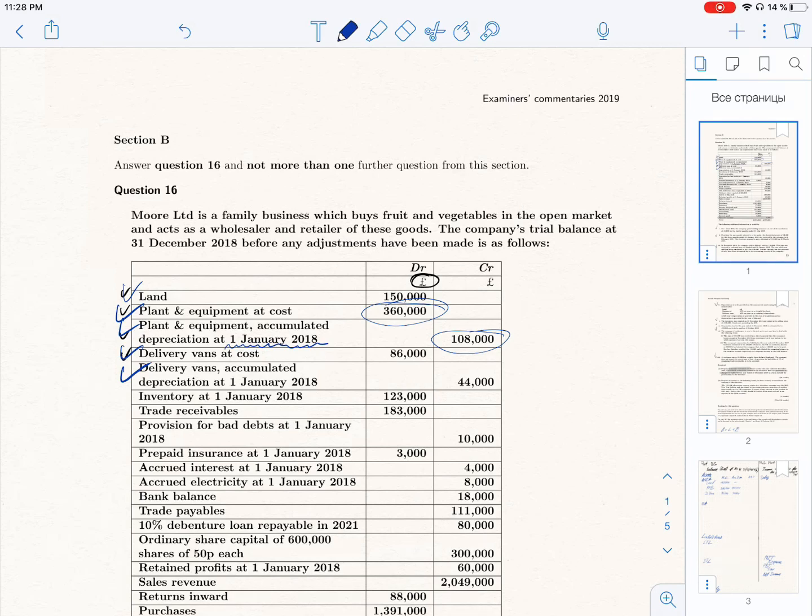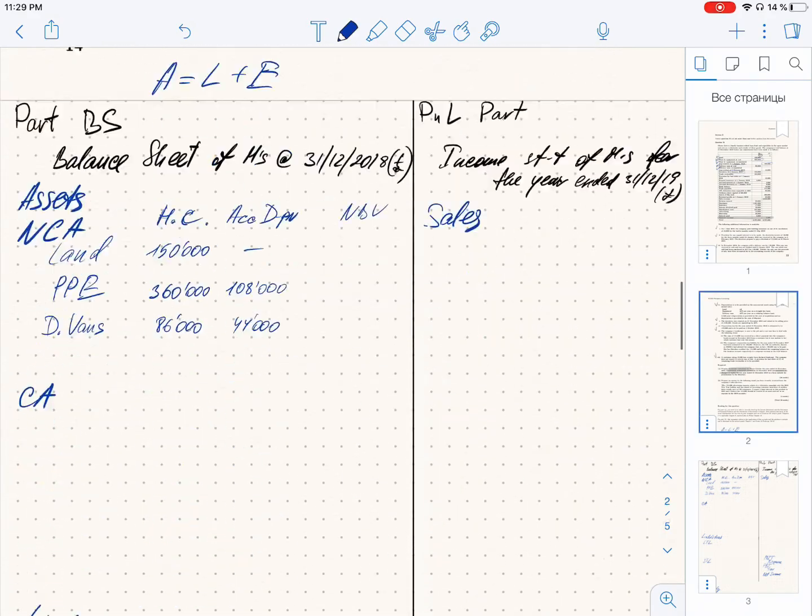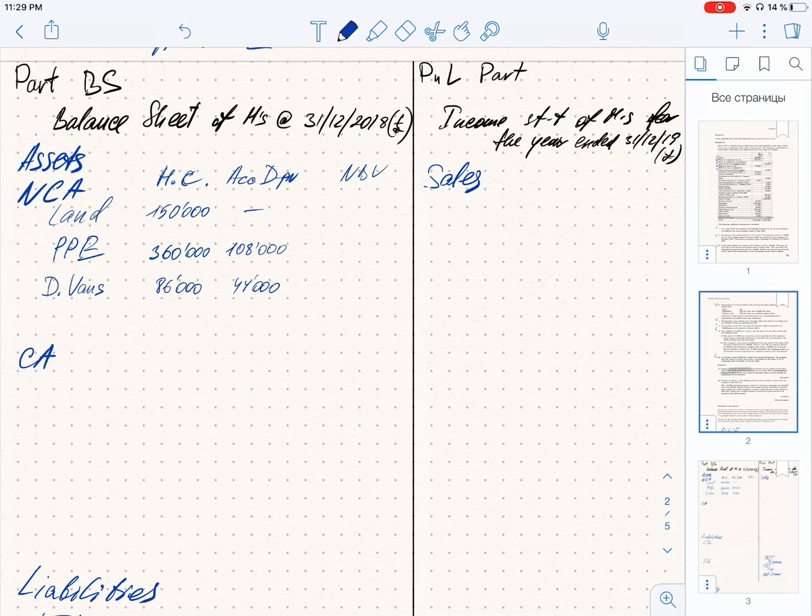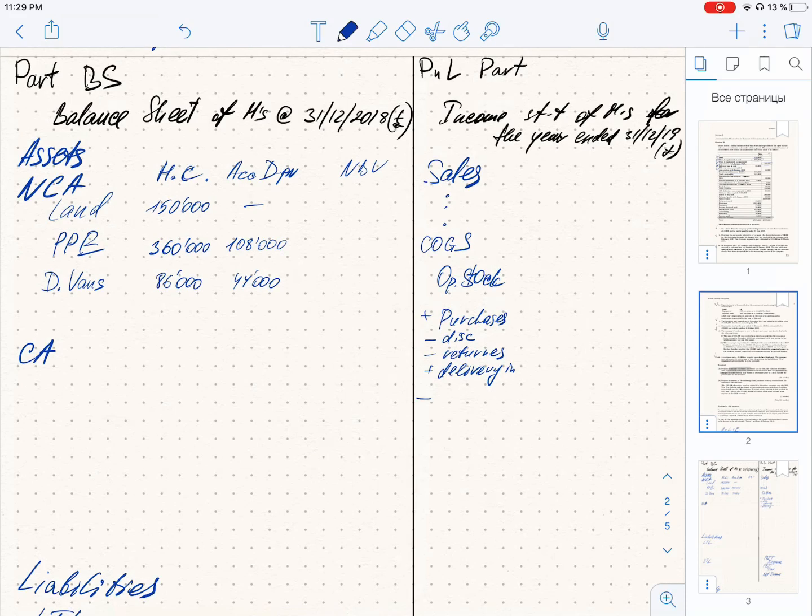Inventory, which is stated here, is the stock at the beginning of the year. That amount should be used in profit and loss statement for the purposes of cost of sales calculation. So after the sales line, we have to leave some space for any occasional sales returns, so sales discount, maybe we will have them, and start the cost of goods sold calculation, which should be calculated using the fairly simple formula. Opening stock plus purchases less discounts, if any, less returns, plus delivery costs, delivery in, if any, less closing stock.